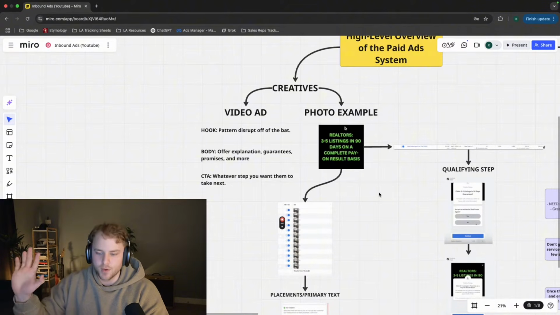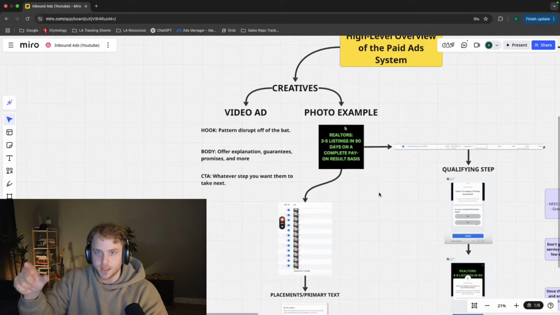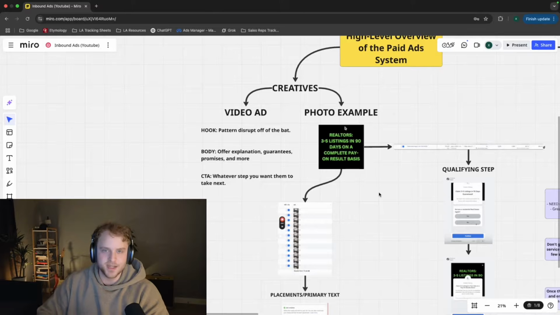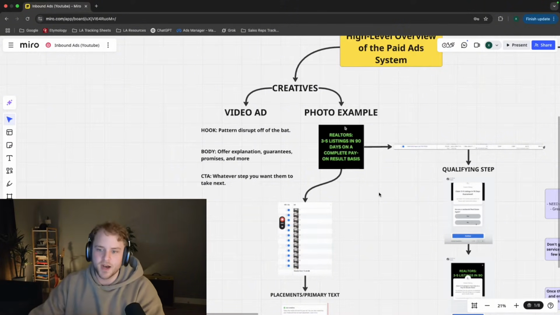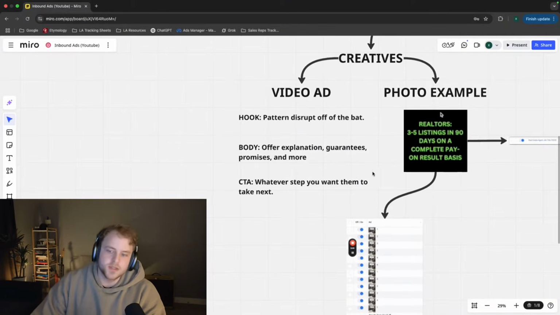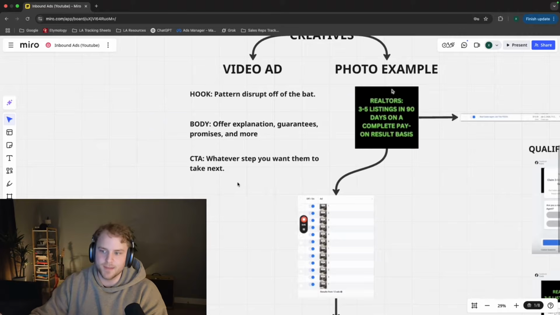In terms of a video ad, if you want to run a video ad for yourself, you need a pattern disrupt in the hook. So when they're scrolling on Instagram and getting all that dopamine, you need to interrupt their scroll and catch them off guard with something. Then in the body of the ad, this is talking about your offers, your guarantees, your promises, and lastly, the CTA is whatever next step you want to take them to.